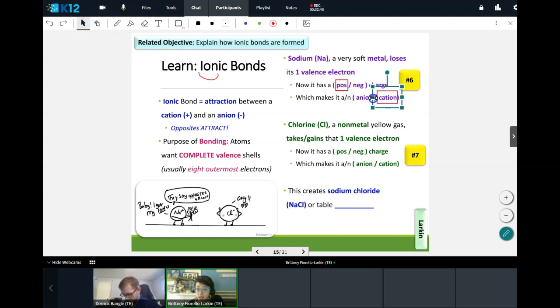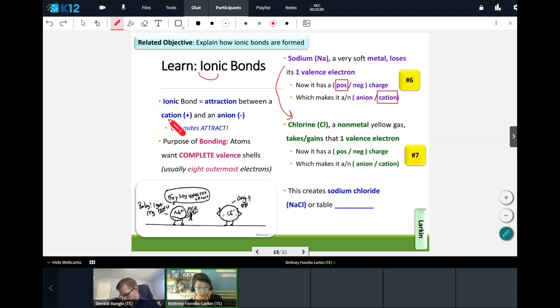Cool. Now that's great, but we still need an anion. We still need the opposite one for there to be an attraction, for there to be a bond. Now again, atoms don't just throw electrons to the wind. Sodium's not just going to say, here, universe, here's an electron. That electron has to go somewhere. Specifically, it's going to go to another atom. In this case, it's going to go to chlorine.